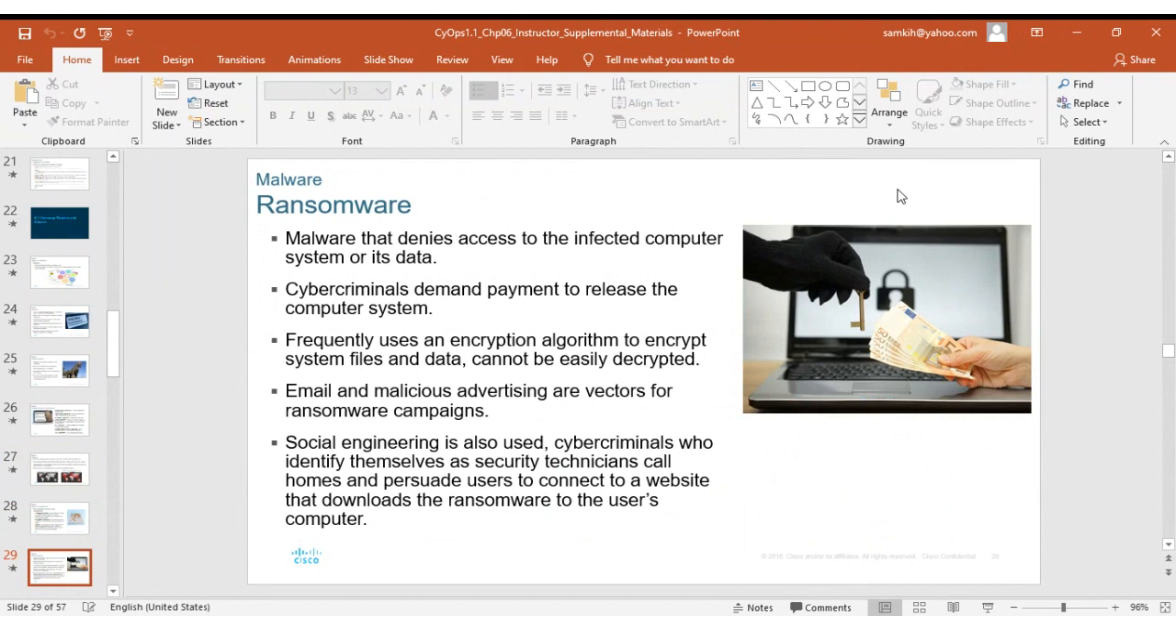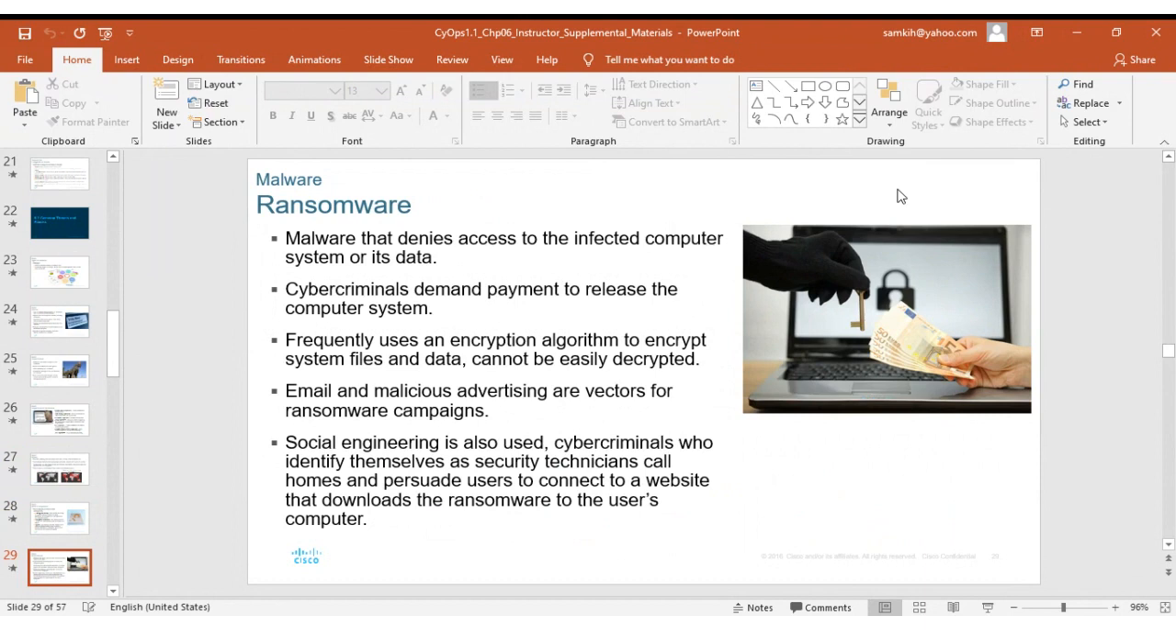So there was one that was happening, and that virus is still spreading, especially for the guys who are using old operating systems like Windows XP and other old versions, which you cannot get patches for. So this malware denies access to the infected computer, as we have said. They use an encryption algorithm to encrypt the whole system, and you cannot decrypt it.